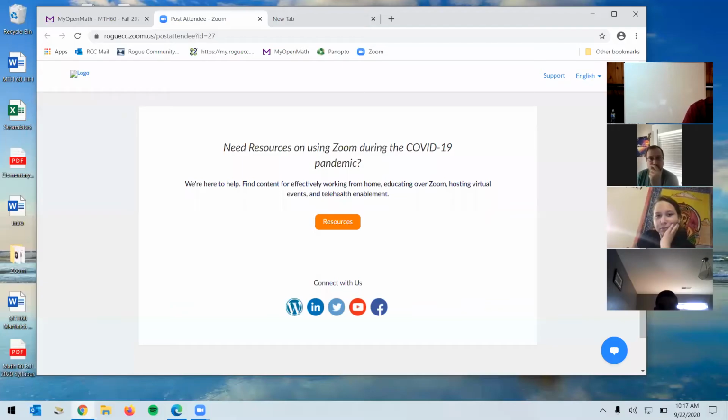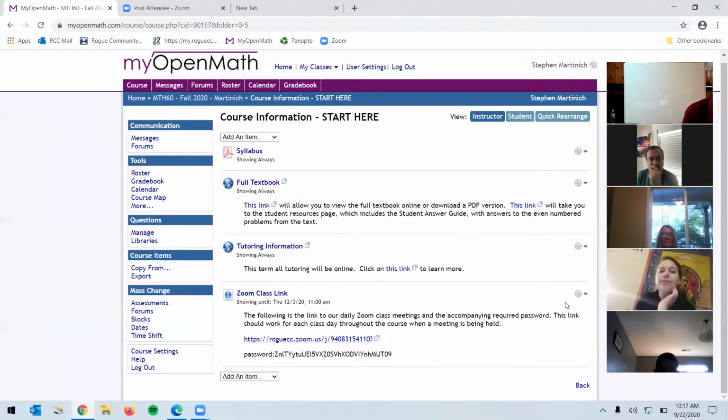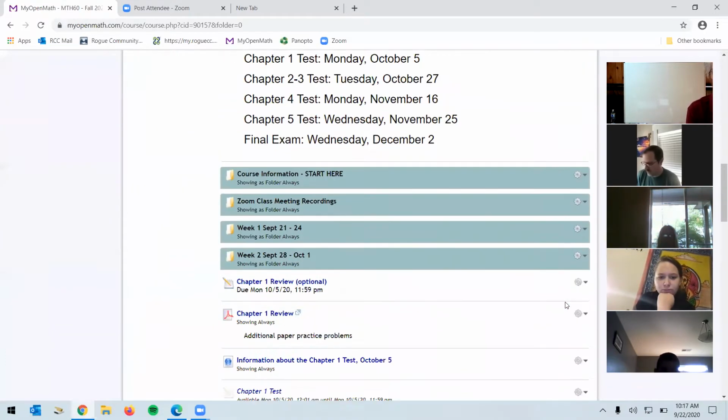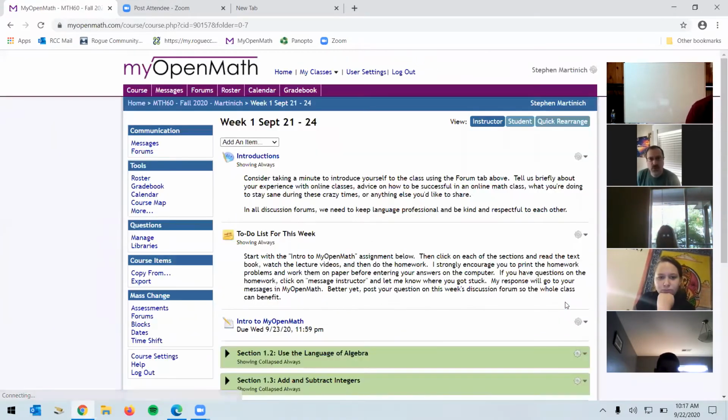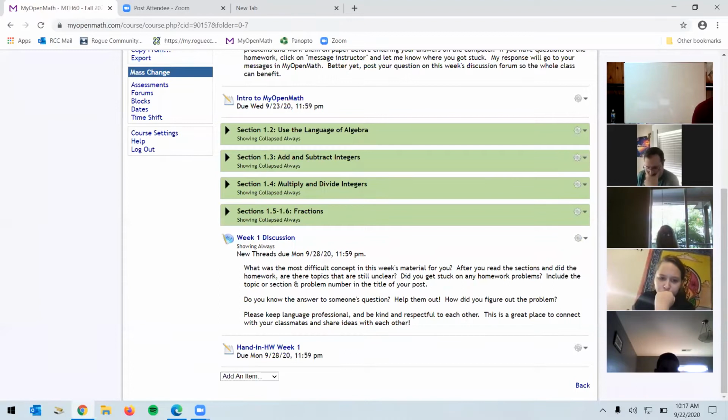Let's see, got to change. And so you should be looking at my open math page right now. I'm going to scroll down, and in week 1, I talked about this yesterday. There's all the my open math homework sections, but way down at the bottom of that first week is hand in homework for week number 1.